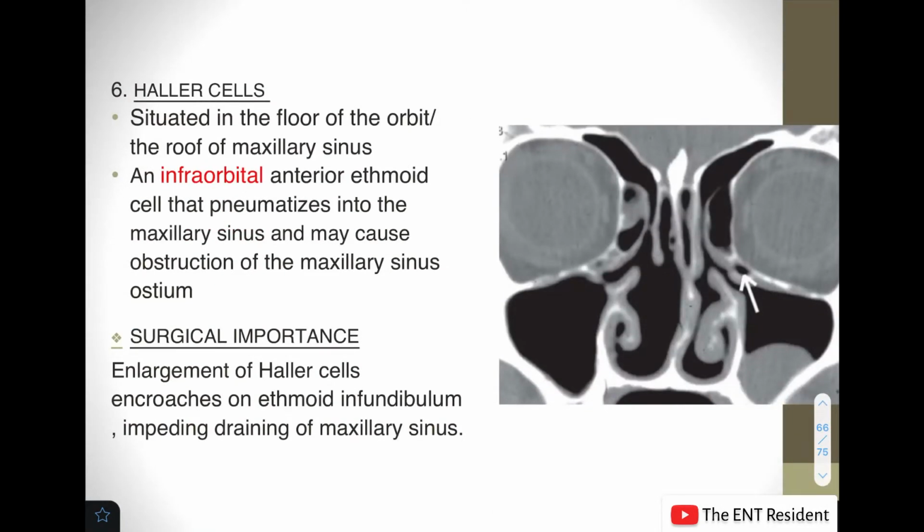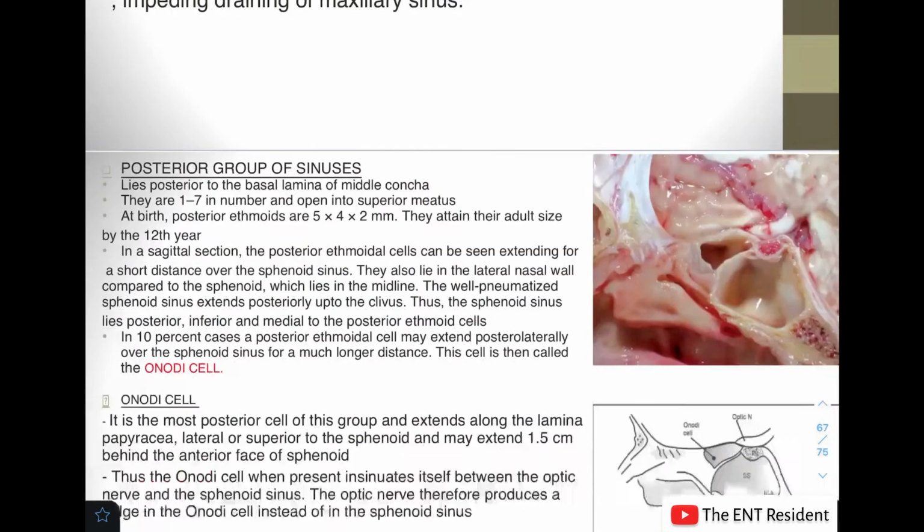Next is the Haller cells. Now, Haller cells are the cells which are situated in the floor of the orbit or the roof of the maxillary sinus. As you see in the picture, this is the Haller cell. It is an infraorbital anterior ethmoidal cell. Sometimes it can pneumatize into the maxillary sinus and cause obstruction of the maxillary sinus ostium. And the importance of this cell is that enlargement of this will encroach on the ethmoidal infundibulum, therefore leading to obstruction of the drainage of the maxillary sinus.